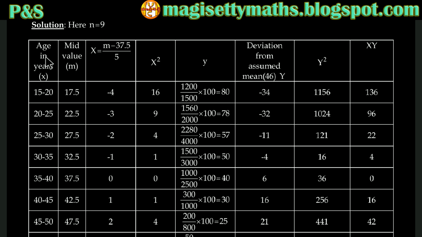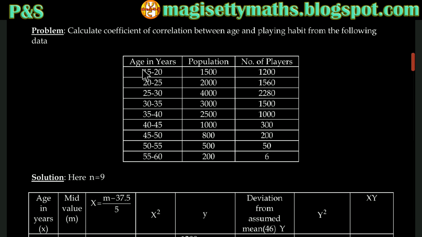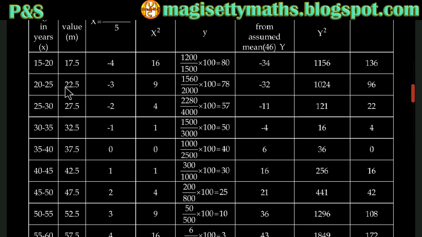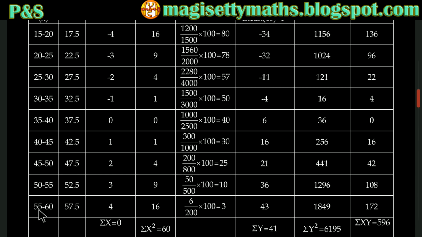Taking first series A's in years from the given data: 15, 20, 20, 25, 25, 30, 30, 35 and so on, 55, 60. Evaluating the mid values, m equals the mid value of 15, 20, that equals 17.5, the mid value of 20, 25 is 22.5, and so on. The mid value of 55, 60 is 57.5.